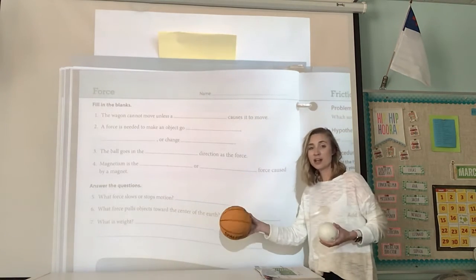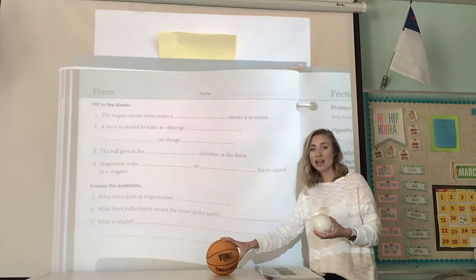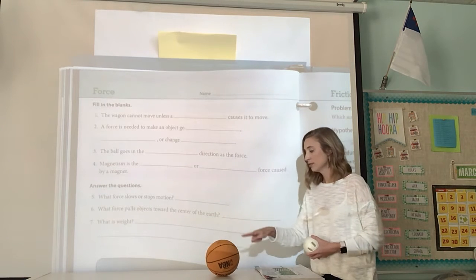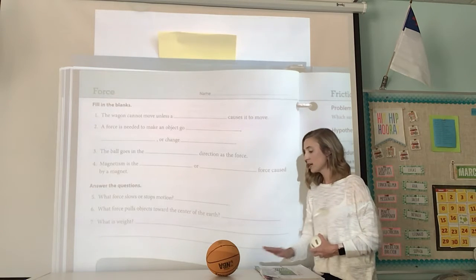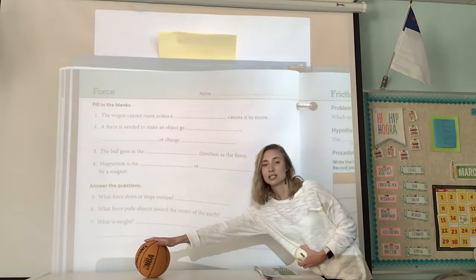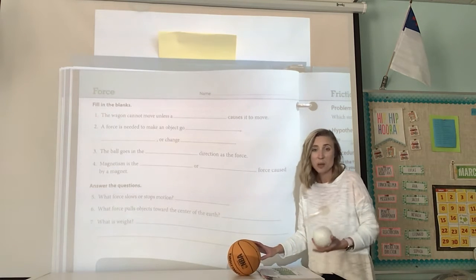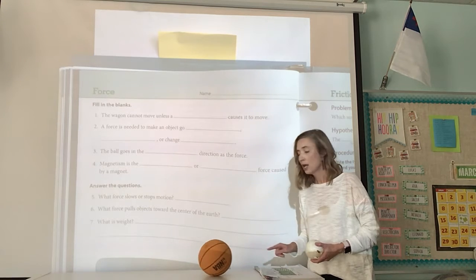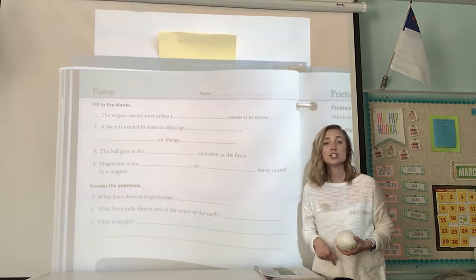But a force on an object is going to cause it to do something. You can create a force on an object that's not moving. For example, right now, my basketball is not moving. I can put a force on it, and I can push it and cause it to move. I also might have an object that's already in motion. We read about this. So if an object is already in motion, I can add a force and cause it to change direction or change its speed.